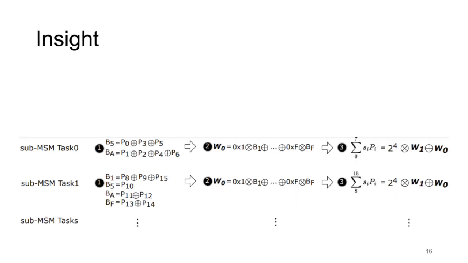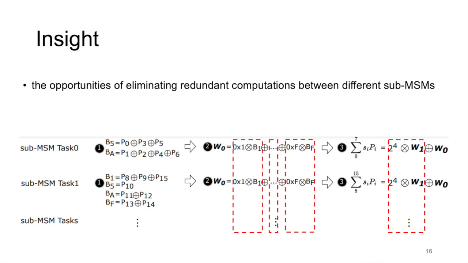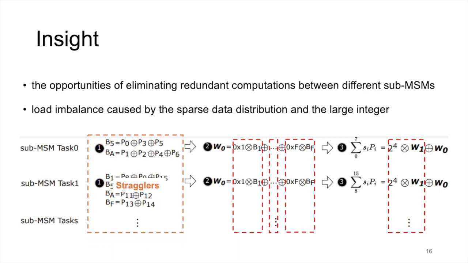However, there are opportunities of alleviating redundant computation between different sub-MSMs. For example, the step 2 and step 3 in different sub-MSMs could be merged to save point multiplication operations, and the existing solutions suffer from significant load imbalance overhead caused by sparse state distribution and large bitwise integer.